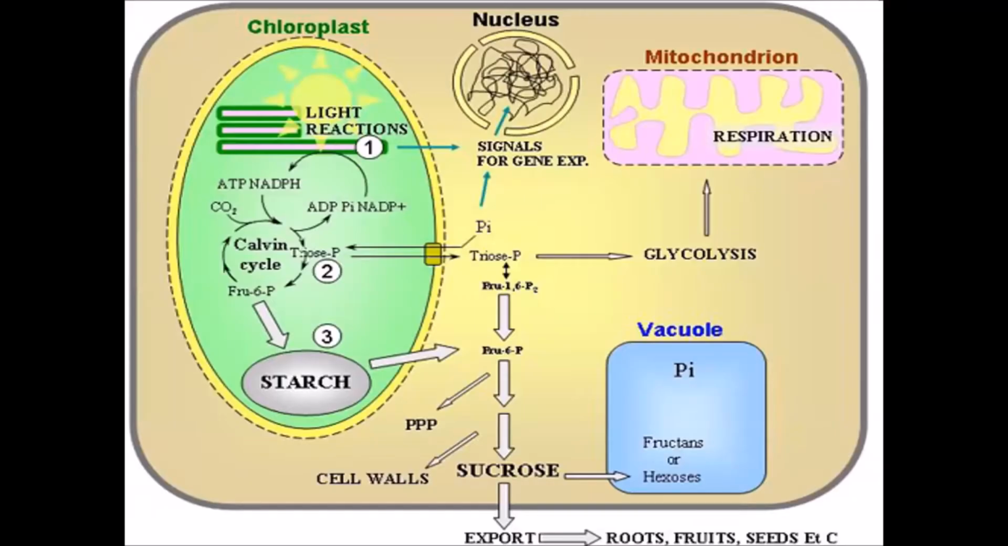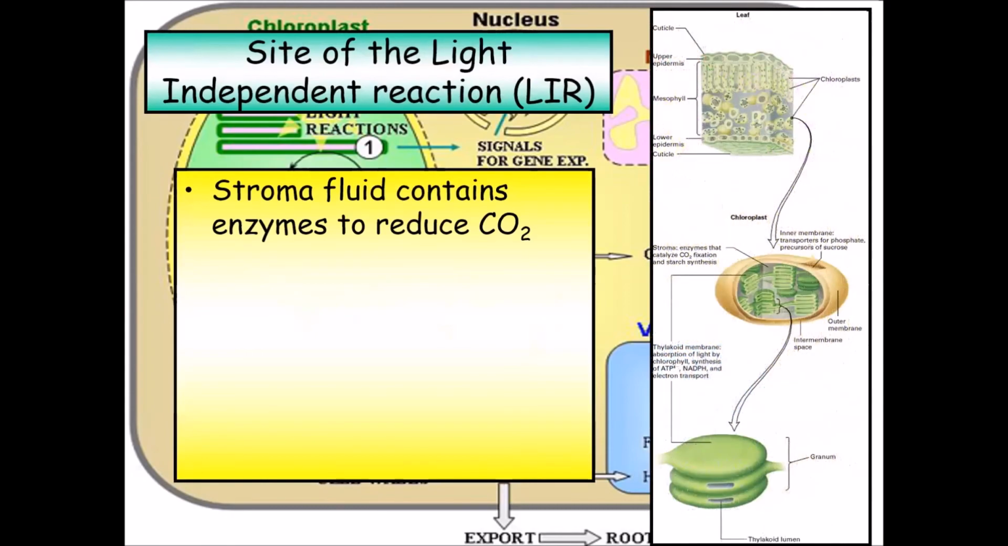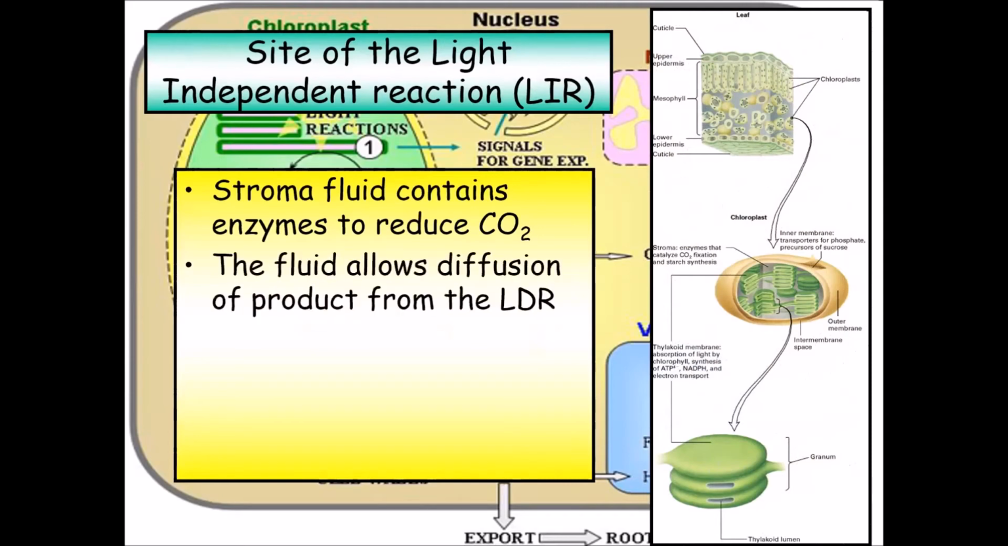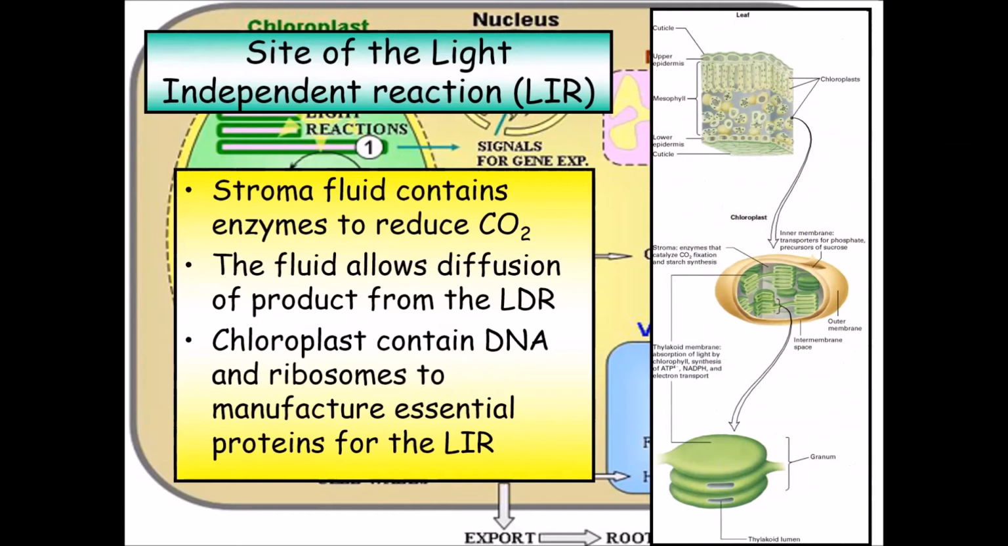So this all takes place in the stroma. It's the fluid-filled space within the chloroplast itself, and it's where all the enzymes that are involved in the reduction of CO2 are found, and also it's where the products from the light-dependent reaction can go and power this cycle. So the light-independent reaction is not dependent on light directly, but it will grind to a halt if there's no light eventually, because these products will run out. Also, as I mentioned before, there is DNA and ribosomes within the chloroplast, which are going to help manufacture all the essential proteins for this.